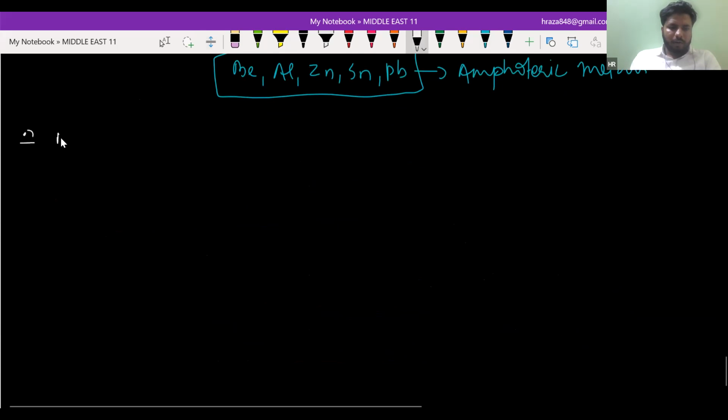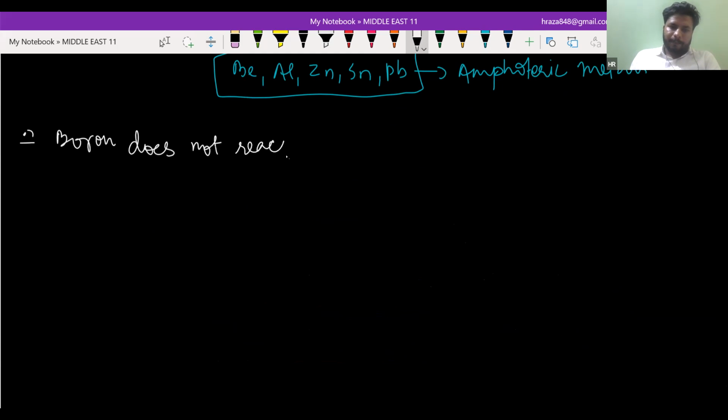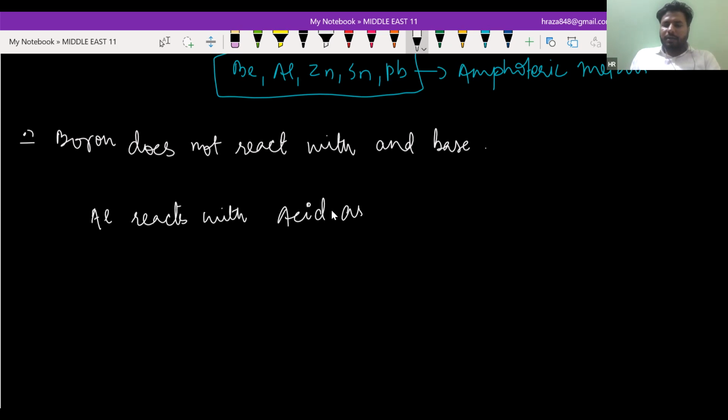Write a note. Boron does not react with acid and base both. But aluminum reacts with acid as well as base.